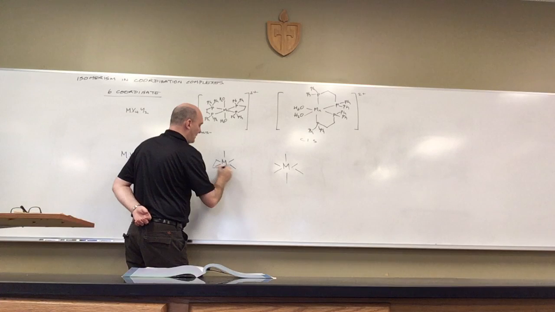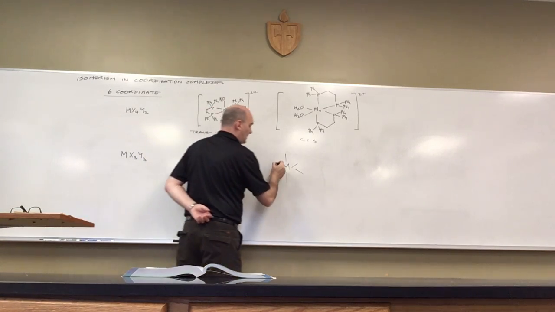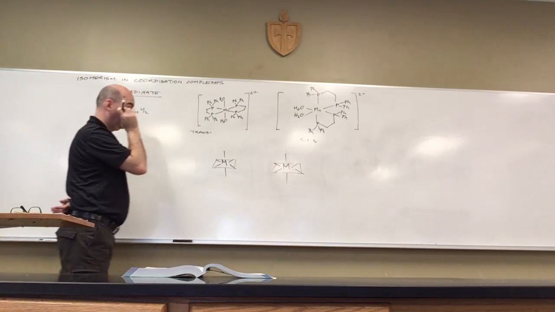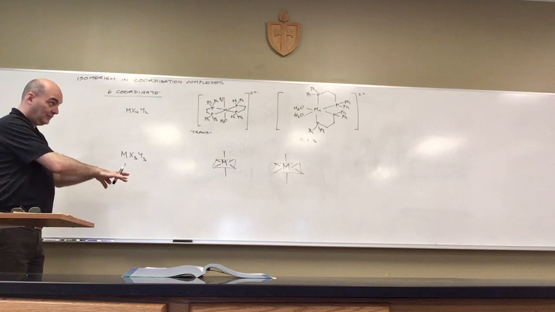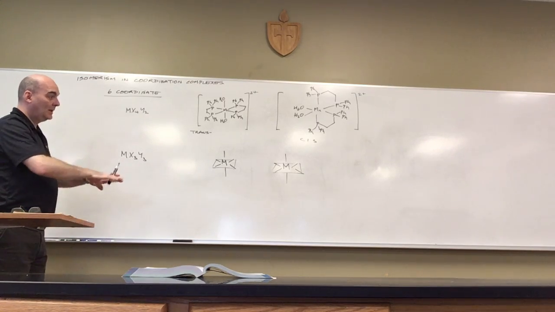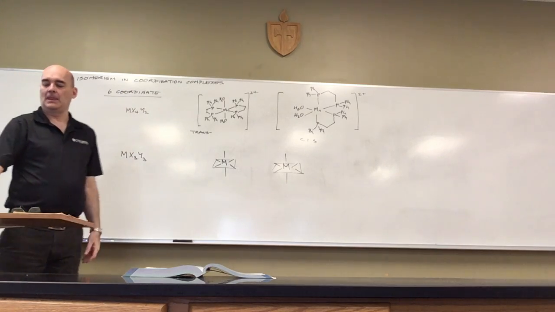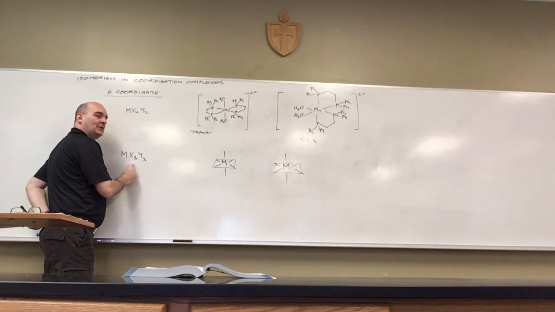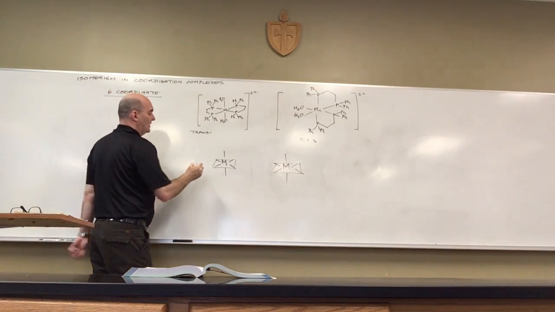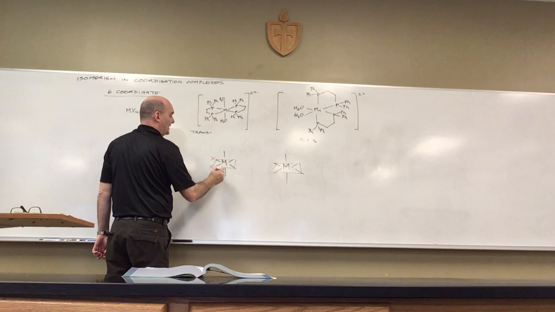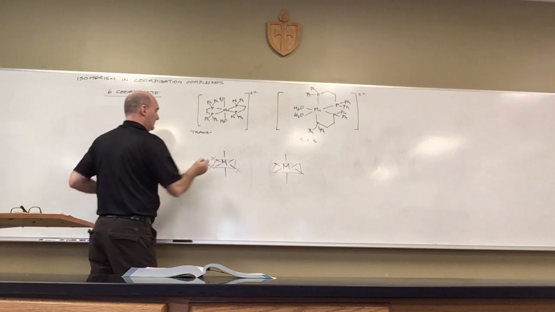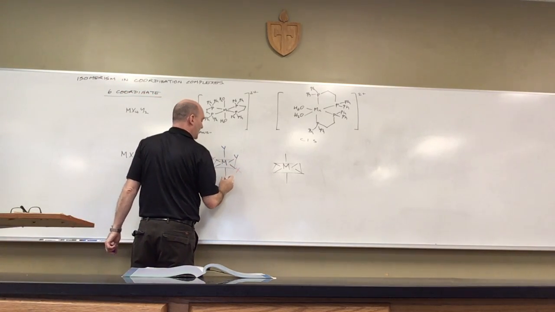Okay, if we think about this octahedral geometry being the flat part and then two points up, what I can do with two types of ligands, if they're equal in number, is this. I can put an X here, and an X there, and an X here. And then a Y there, and a Y there, and a Y there.